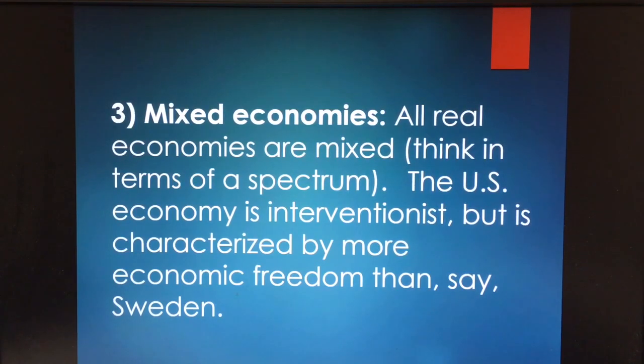Yet the economy is interventionist, but characterized by more economic freedom in some ways than, say, Sweden is, although I have to qualify that. Every year the Heritage Institute puts out an economic freedom index, and it lists countries by the amount of freedom, economic freedom, that their economy exhibits. And the U.S. is usually about number 10 or 11.